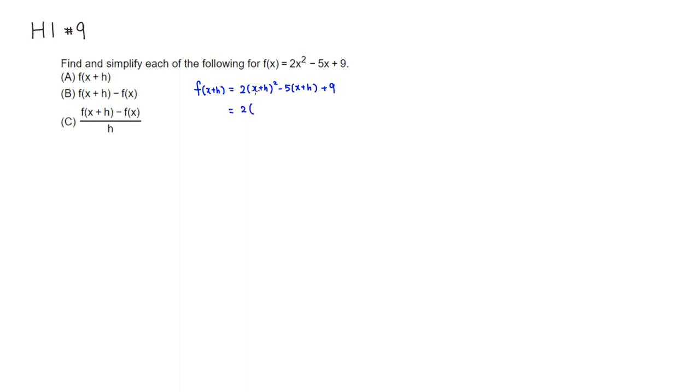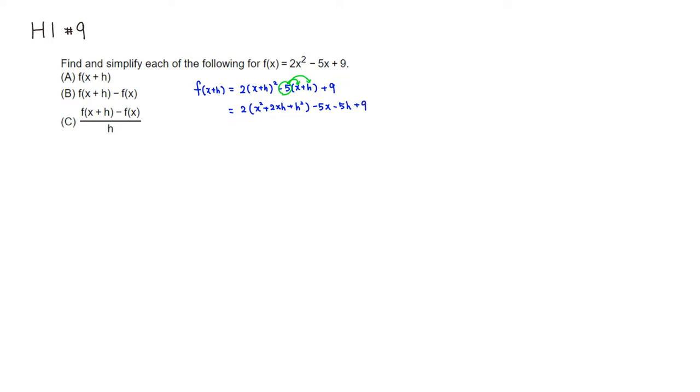Then we're going to multiply out. If you multiply out x plus h, quantity squared, it would be x squared plus 2xh plus h squared. Then we can distribute this negative 5 to x and h. We would get negative 5x minus 5h, and plus 9.